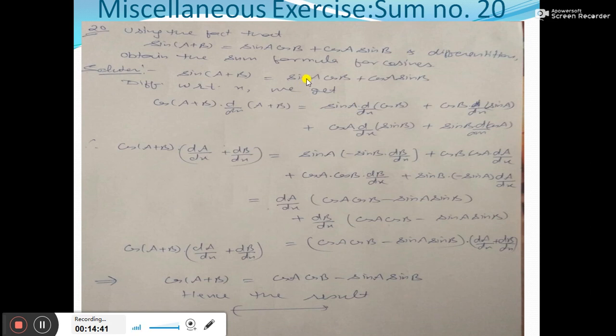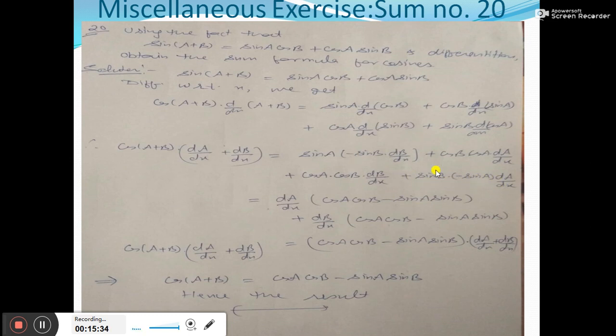And this right hand side, sin A into cos B, treat this as the product of two functions, first as it is plus derivative of cos B plus cos B as it is into derivative of sin A. And then plus the derivative of cos A into sin B. Also treat this as the product of two functions, cos A as it is into derivative of sin B plus sin B into derivative of cos A. And now in the right hand side, sin A into derivative of cos B. Derivative of cos B is minus sin B into dB by dx plus cos B into derivative of sin A, that is equal to cos A into dA by dx plus cos A into derivative of sin B, that is cos B into dB by dx, sin B minus sin A into dA by dx.